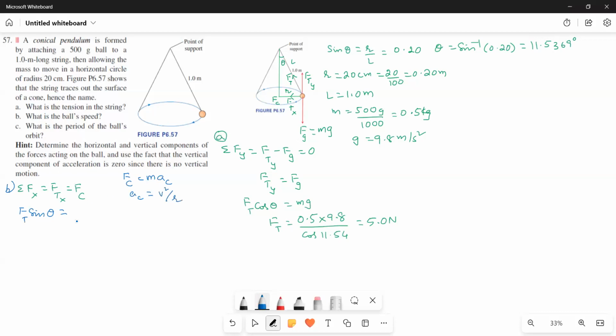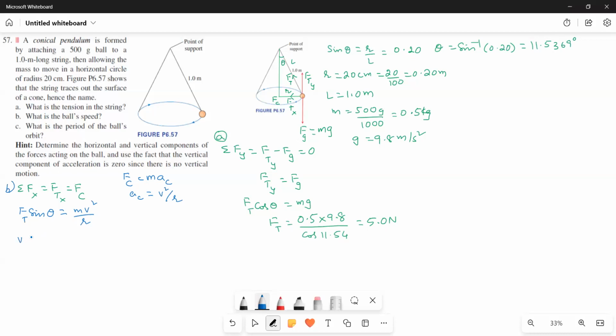Okay, so I will substitute this one. This is equal to mv square over R. And what all I know: sine theta is equal to 0.2, the tension is 5 newtons, and the mass is known to me, and R is also given to us. Mass and radius are given to us. Therefore, I can easily find out V square.